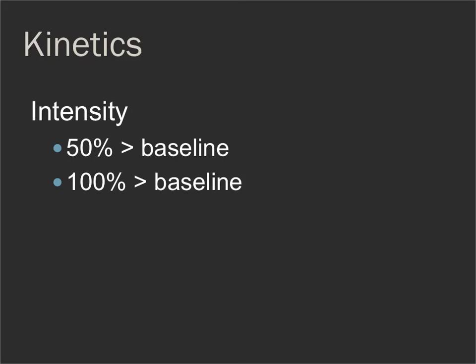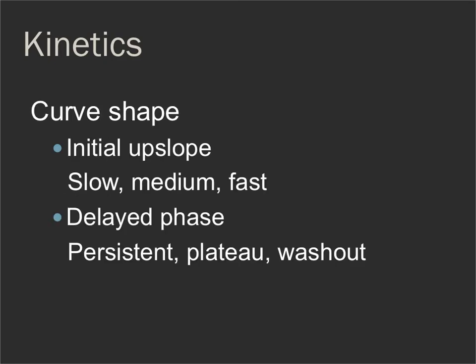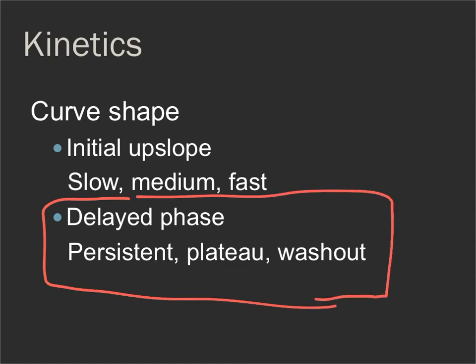There are two things that we describe about the kinetics. The first is the intensity. So does it, at the first time point of imaging, at the peak time point, increase to 50% over baseline or 100% or more over baseline? And then we describe the initial upslope, whether it's slow, medium, or fast, and then the delayed phase, whether it's persistent, plateau, or washout, which I'll show you in just a minute. And this is really the key finding here, along with the intensity.